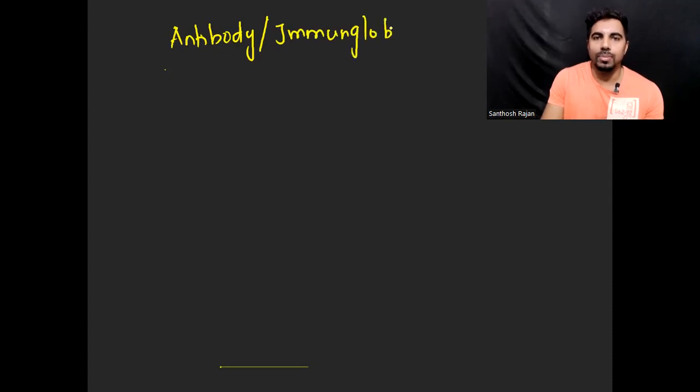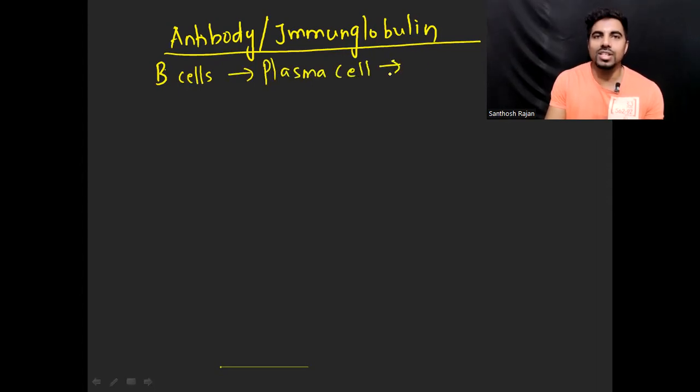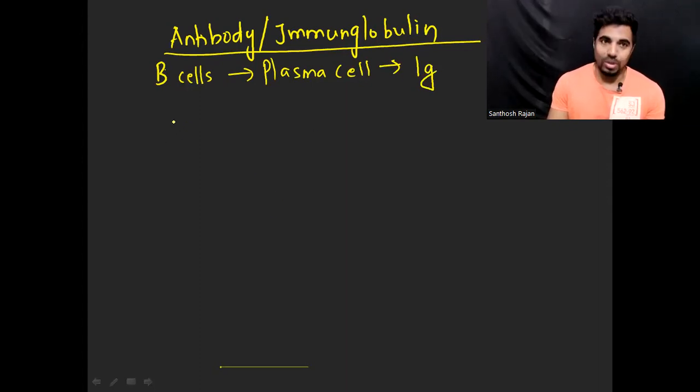Now, who is producing this? You know this very well. B cells, when converted into plasma cells. B cells are converted into plasma cells. If you remember, you had a question also: plasma cells are the ones producing your immunoglobulins, right? Now, what are the types of immunoglobulin?